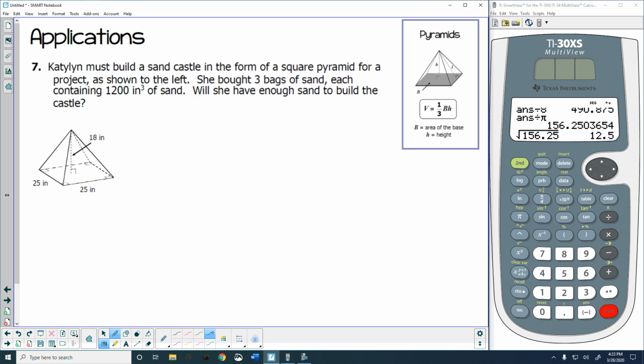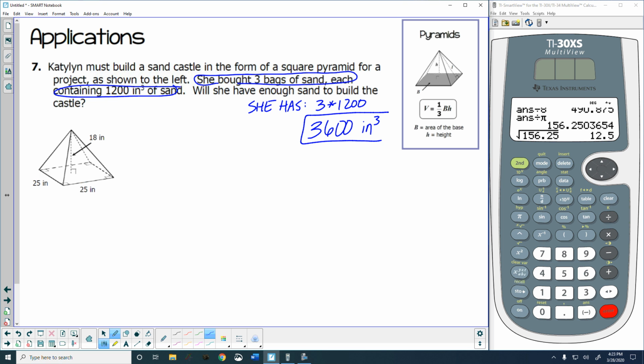So first of all, I want to think about what she has. She has 3 bags of sand, 1,200 cubic inches each. Three times 1,200 is 3,600 cubic inches. If you need to use your calculator to do these kind of calculations, by all means do it. All right, so that's how much she has. So let's figure out how much she needs based on our shape here.